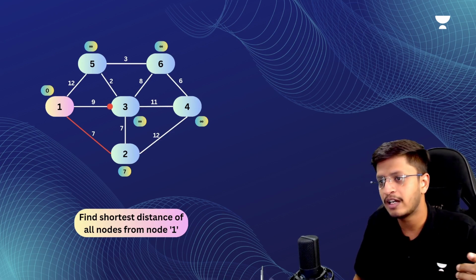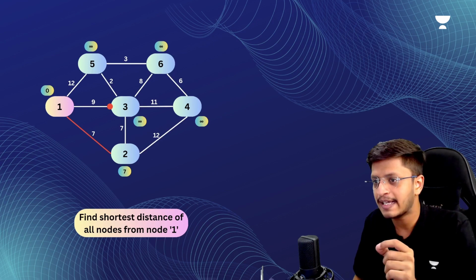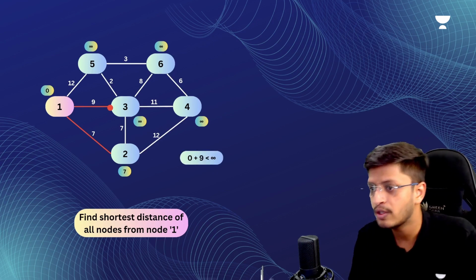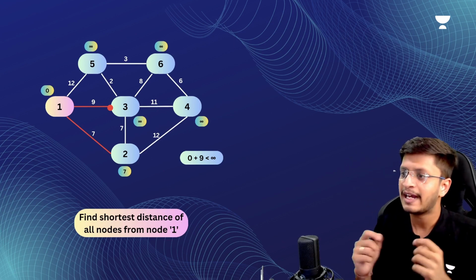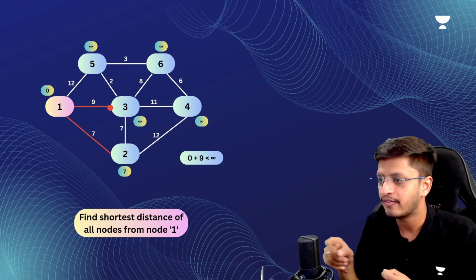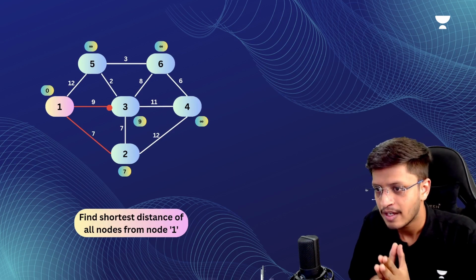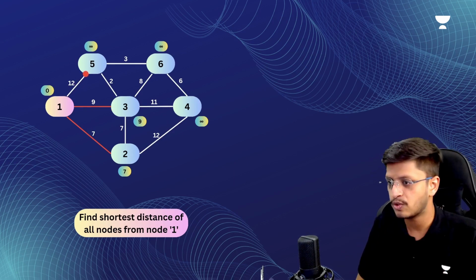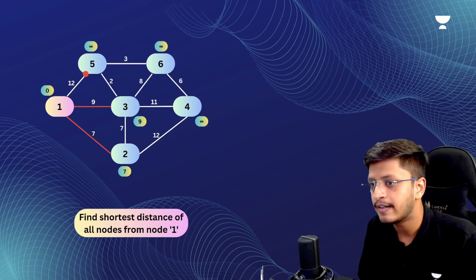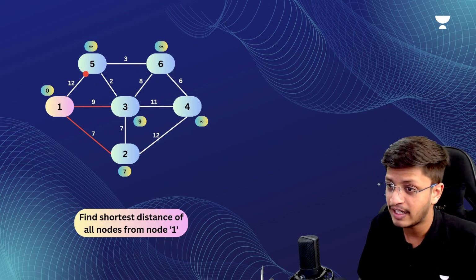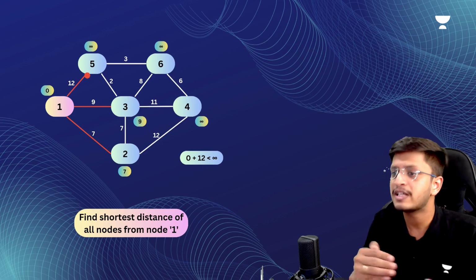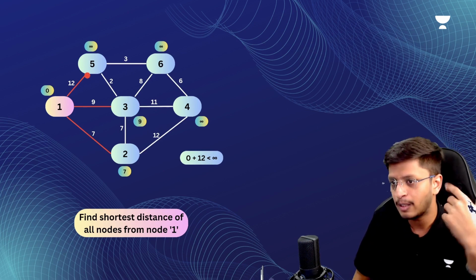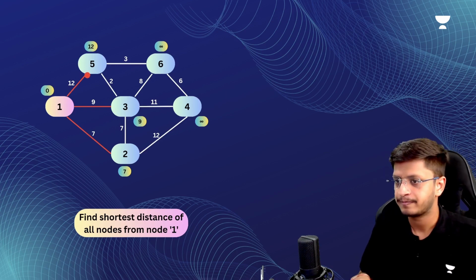Similarly, we go to node 3. Now 0 plus 9 is less than the already present distance, which is infinity. So what we will do is we will again relax this node and write the distance of 3 as 9. And similarly, now we go from node 1 to node 5, which is the next node in order. And the already present distance at 5 is infinity, but now the new distance is 0 plus 12, which is less than infinity. So we will basically replace infinity with 12.